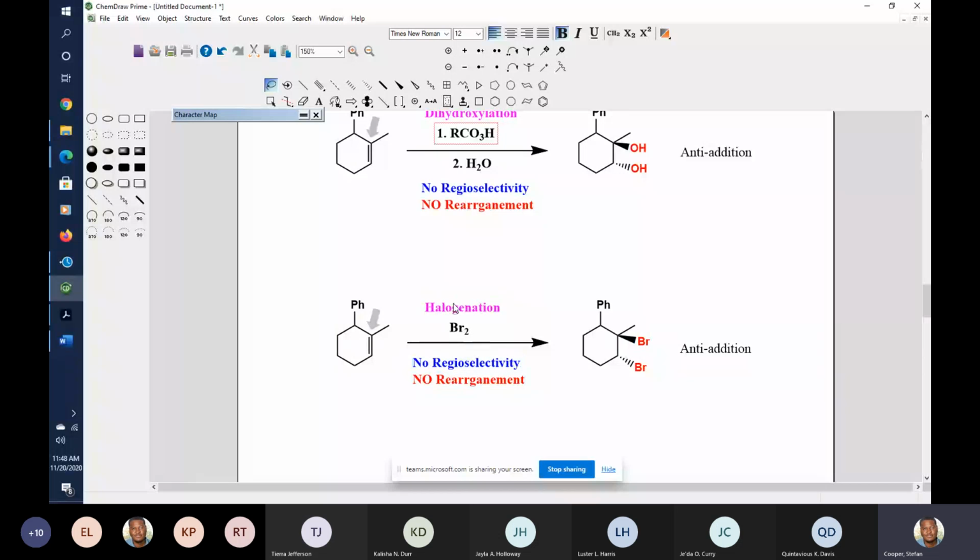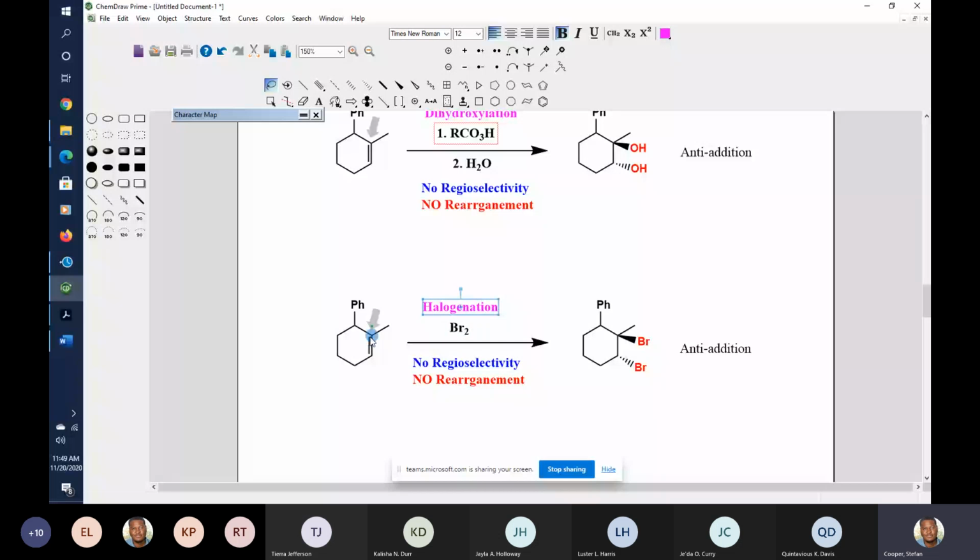And hopefully this burning question is in your mind: why does Br2 add anti to each other in an alkene? You want to think about the mechanism. So this is the mechanism that explains this. Something unique happens with bromine. One bromine adds, so the pi bond is going to attack bromine. You're going to break the bond and give a Br minus.